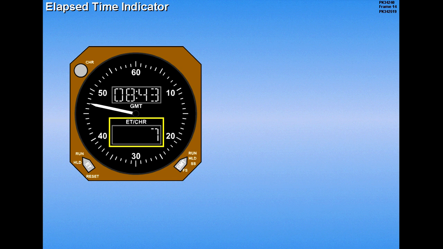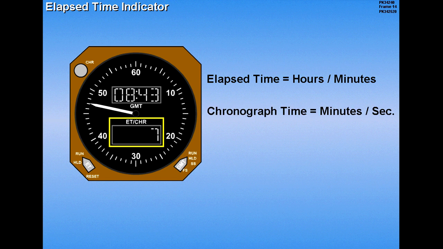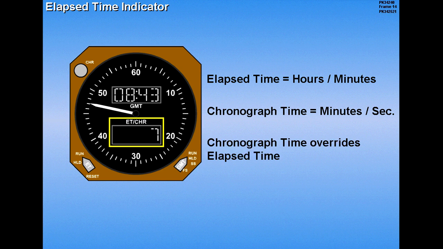The elapsed time indicator displays elapsed time in hours and minutes. The SAM indicator will also display chronograph time in minutes and seconds. The chronograph time overrides elapsed time.